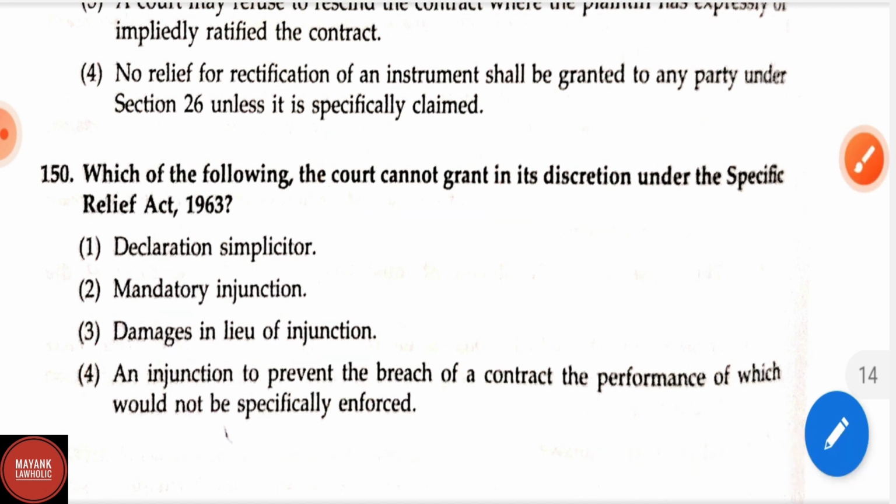Here we will wind up this video. In another video of this playlist, we will discuss the next question paper of Delhi HJS.